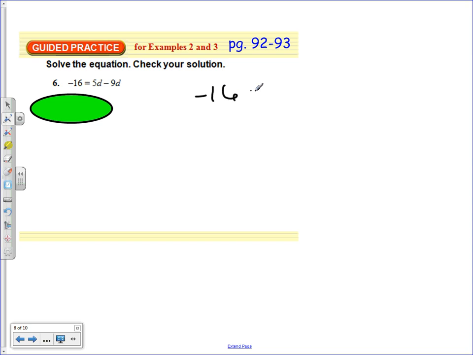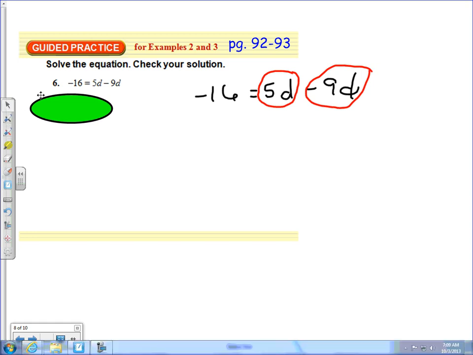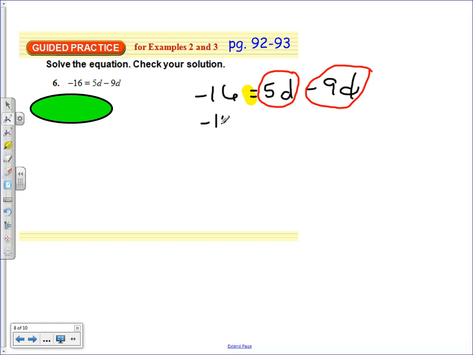Negative 16 equals 5d minus 9d. A strategy you can use if you're struggling is to circle your like items. But when you circle your like items, always include the sign that's with them. So when I look here, I have two like items on the same side. If that's the case, I simply combine them. 5d minus 9d would be minus 4d.